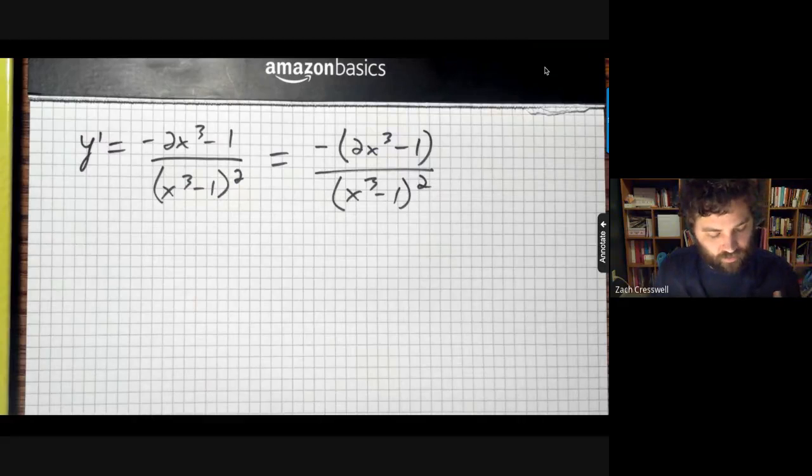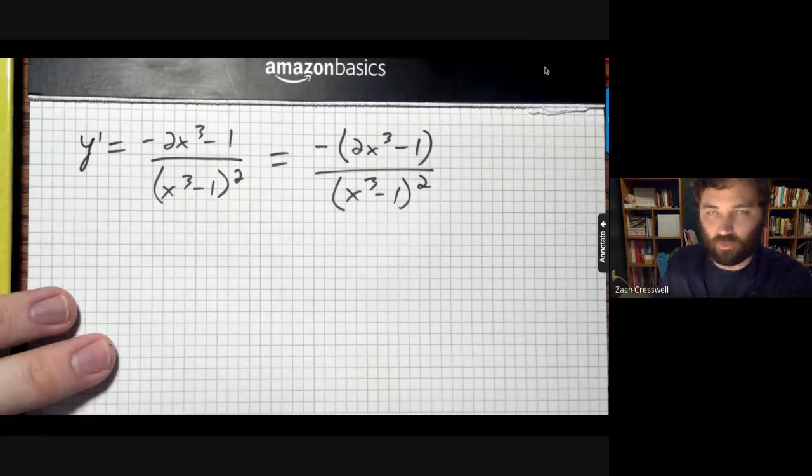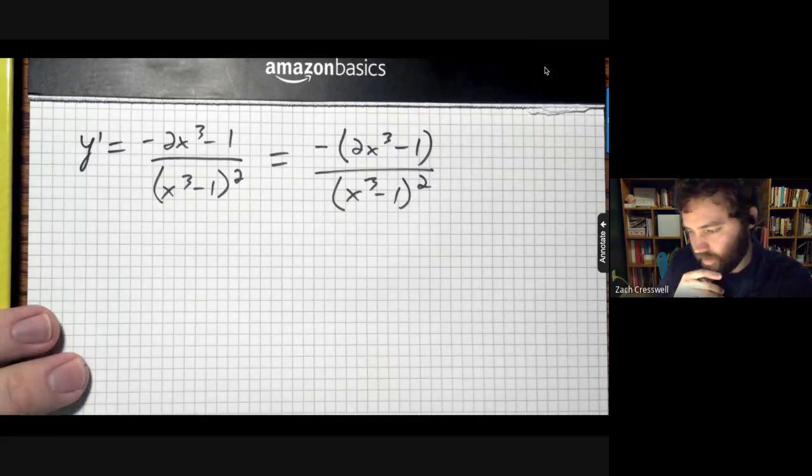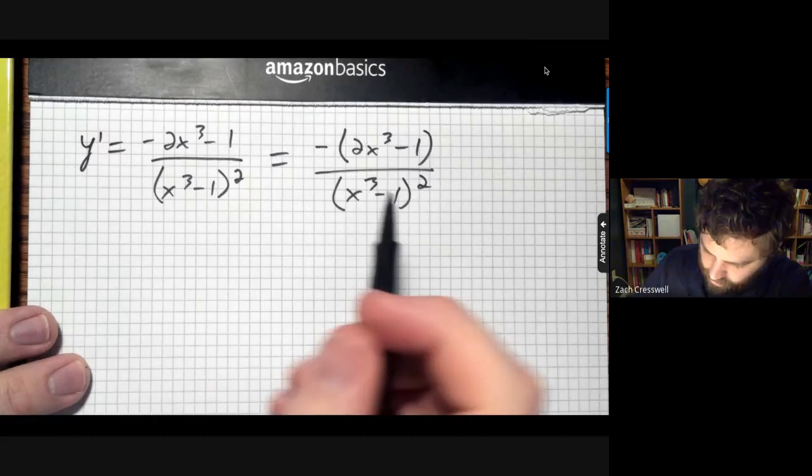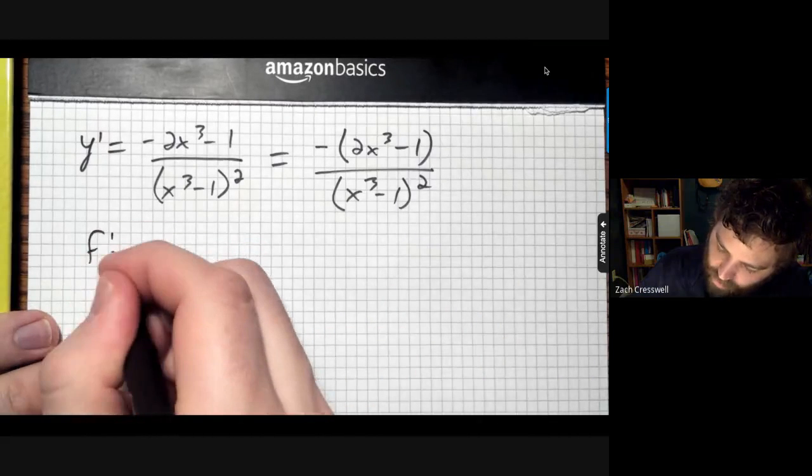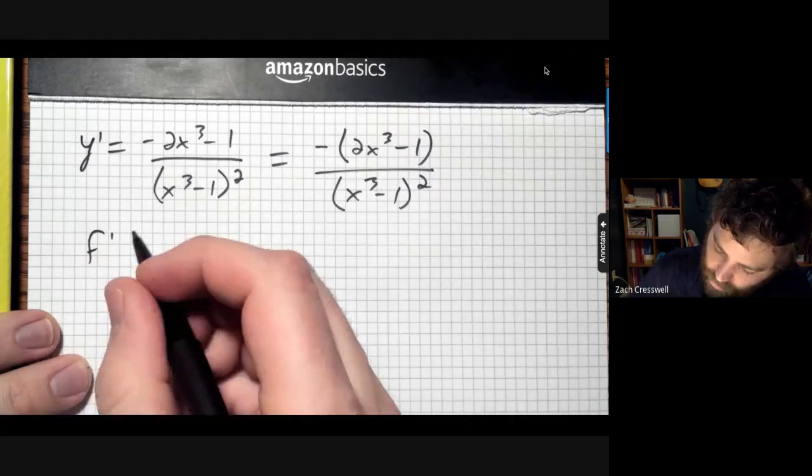All right. Next, if I'm trying to find intervals of increasing and decreasing, I want to know where the critical points are, because that's going to tell me where there's a switch from increasing to decreasing, or vice versa, or possibly any horizontal asymptotes. So let's start with, when does f prime not exist?